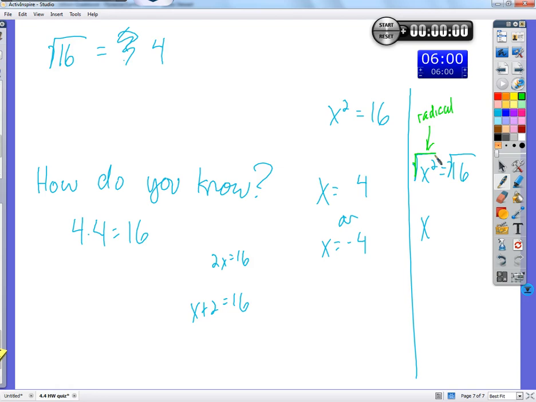That symbol is called the radical. And anything you see inside of a radical, inside of that symbol, is called the radicand.